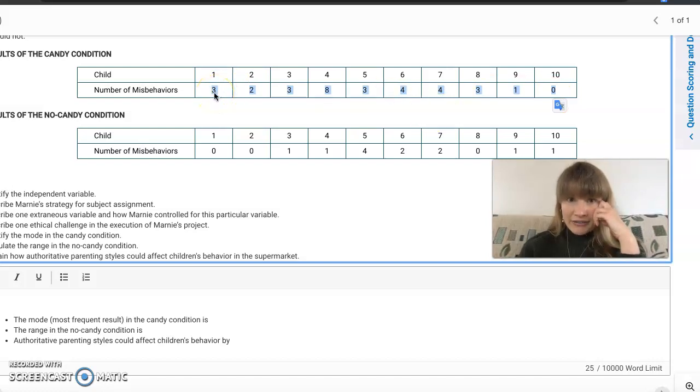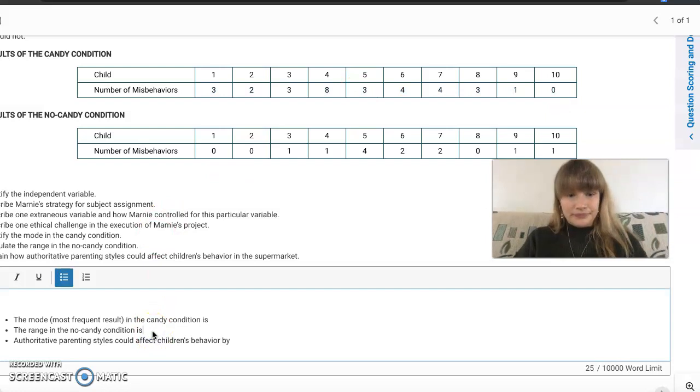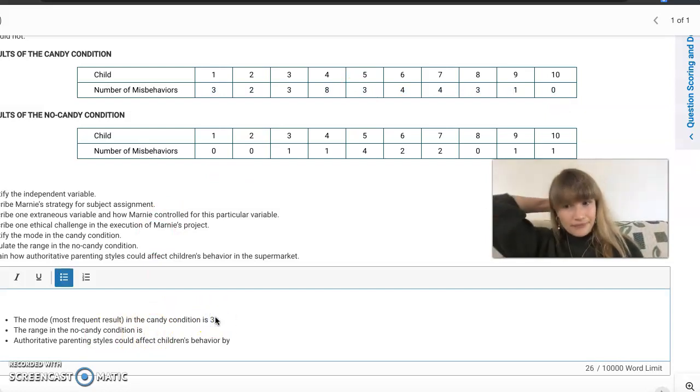So I have 3 3s, 1 2, 1 8, 2 4s, 1 1, and 1 0. Okay, so the most frequent number to show up is the 3. So the mode would be 3 instances of misbehavior. The mode in the condition is 3.